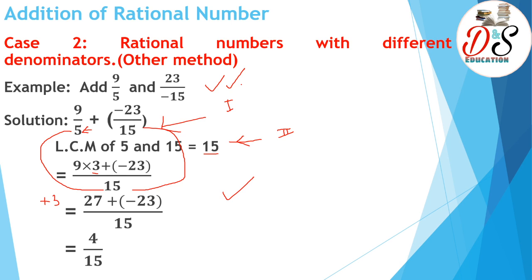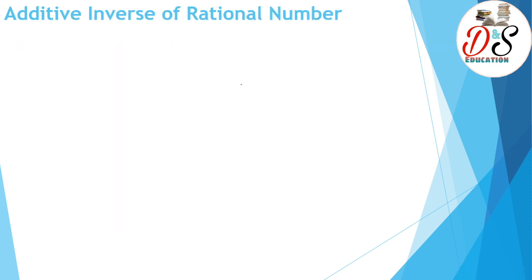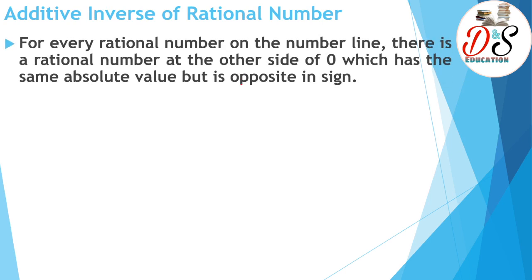Now moving on, we will discuss about subtraction of rational number. Before knowing about subtraction of rational number, we will discuss about additive inverse of rational number. Additive inverse के बारे में आप पहले भी इंटीजर में पढ़ चुके हो। क्या है? For every rational number on the number line there is a rational number at the other side of 0 which has the same absolute value but opposite in sign.